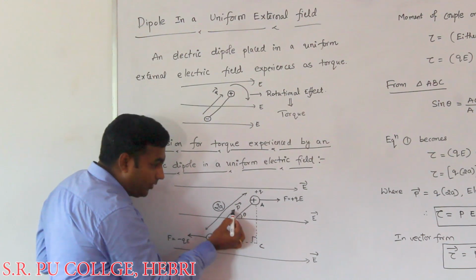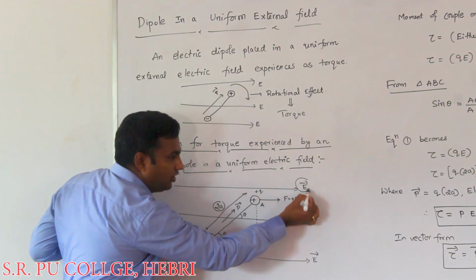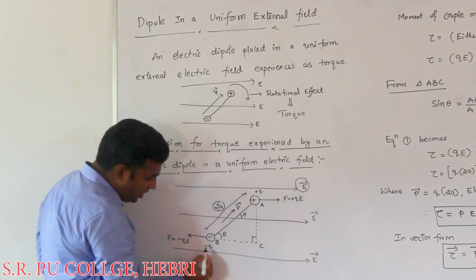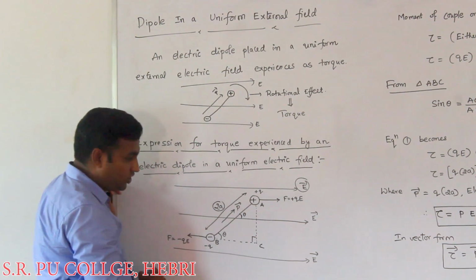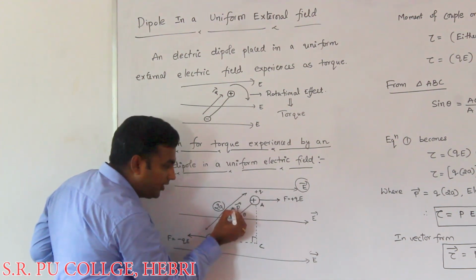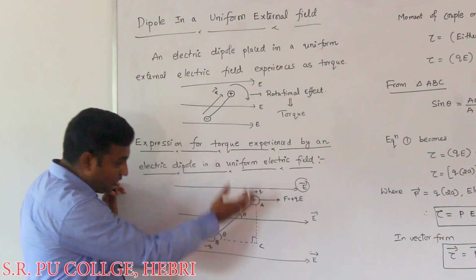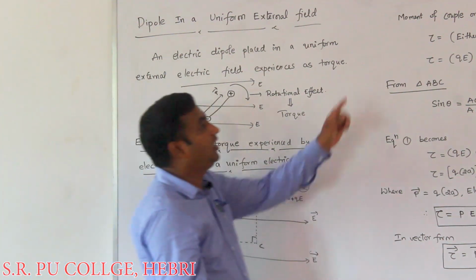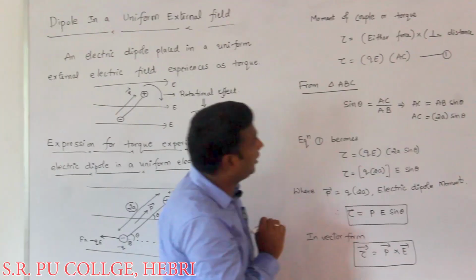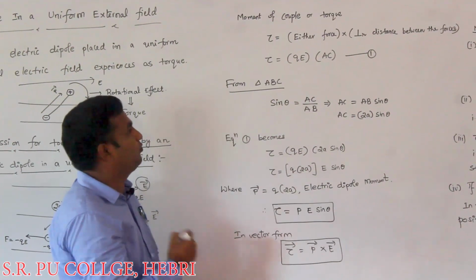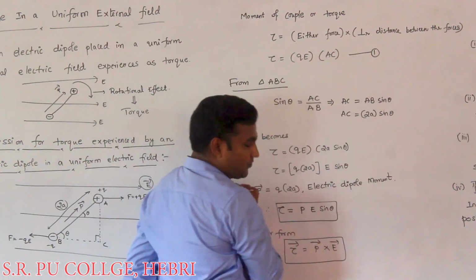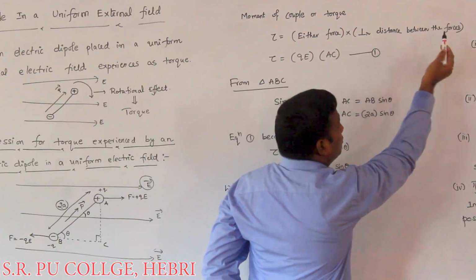The electric dipole moment P and the external electric field E make an angle theta. At point A we consider the positive charge, and at point B the negative charge. Between the electric field vector E and the electric dipole moment P, the angle is theta. Using this diagram, we think about electric torque, which is also called the moment of couple. We learned the definition of electric torque or moment of couple in first year rotational motion. The electric torque is the product of either force and the perpendicular distance between the forces.